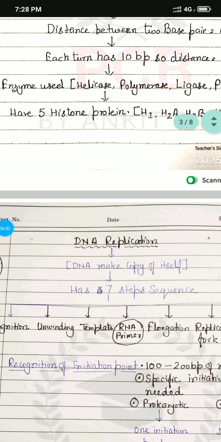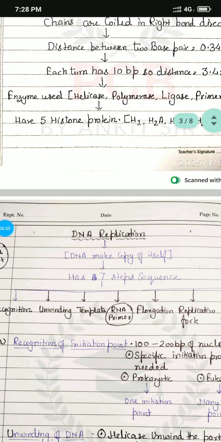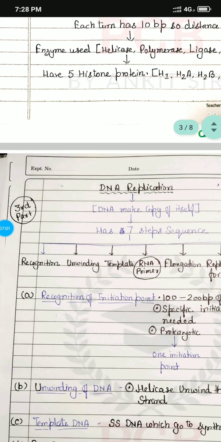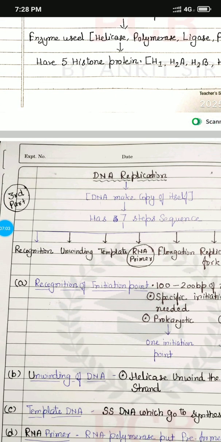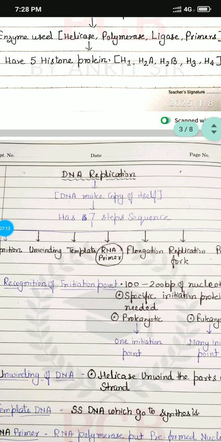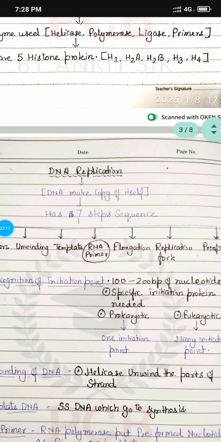Now the next thing is DNA replication. Actually, DNA makes a copy of itself and takes 7 steps to make a copy. The first step is the recognition of an initiation point. The second is unwinding. Then it creates a template strand. Then the use of RNA primer. After that, elongation happens and the replication fork proceeds, and the last one is proofreading.